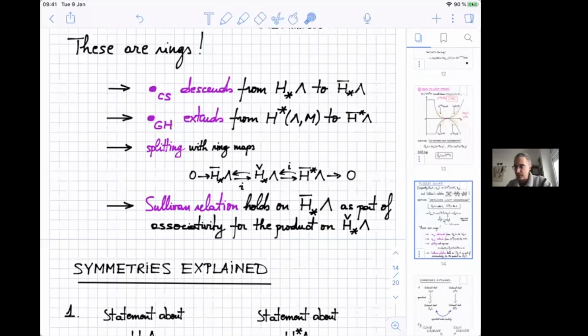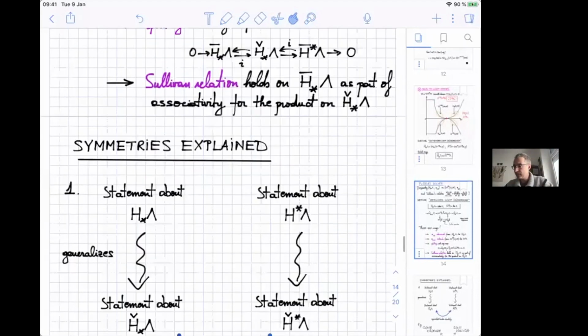And the Sullivan relation gets explained at the level of reduced homology as being part of associativity for the product on the extended homology ring. So the Sullivan relation is now actually just one aspect of associativity of this extended product, which merges together the Chas-Sullivan and Goresky-Hingston products.